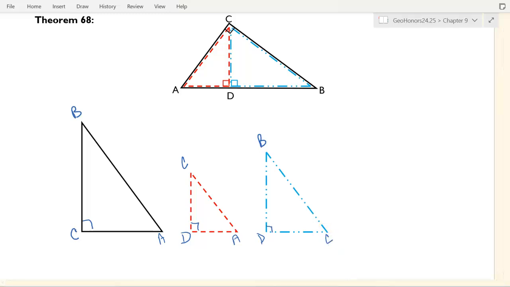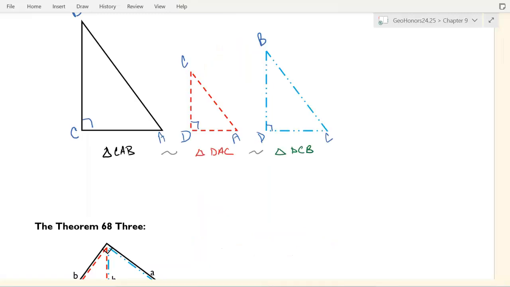And if I were to name each of these triangles and try to match the names, let's say I called this triangle CAB, then my red triangle would be triangle DAC, and my blue triangle would be triangle DCB. And all three of these triangles are similar by angle-angle similarity.